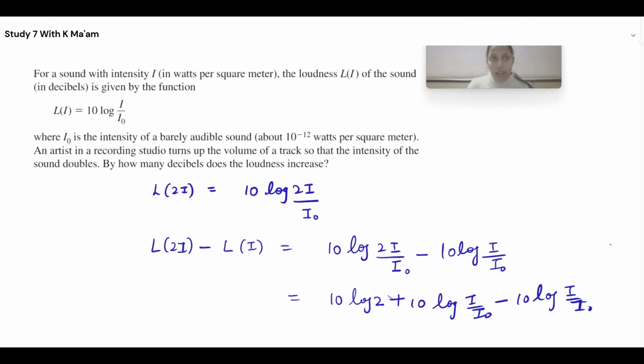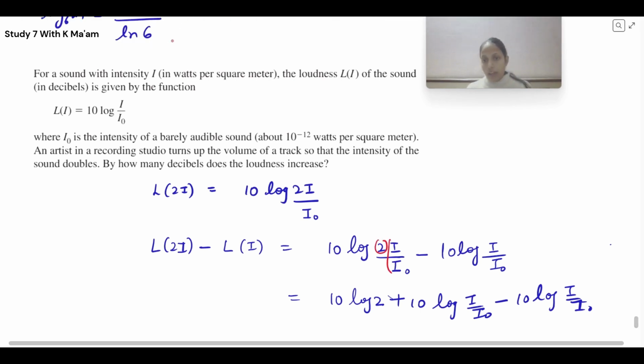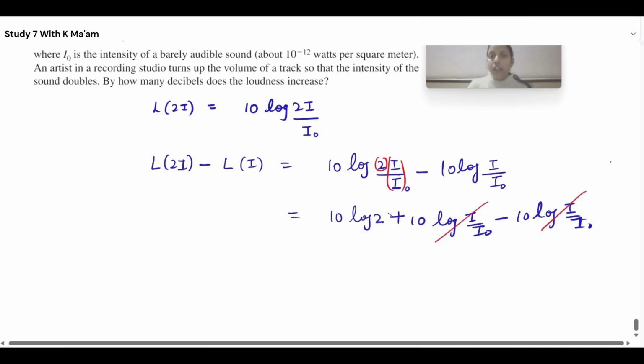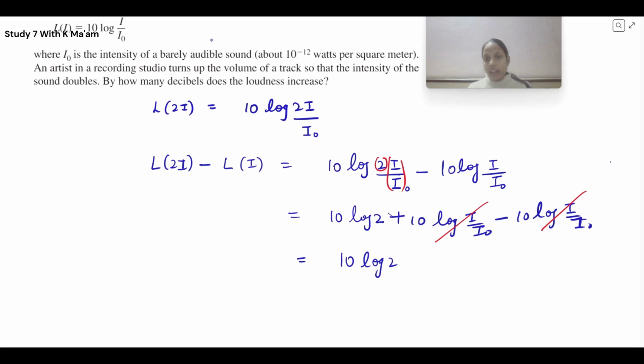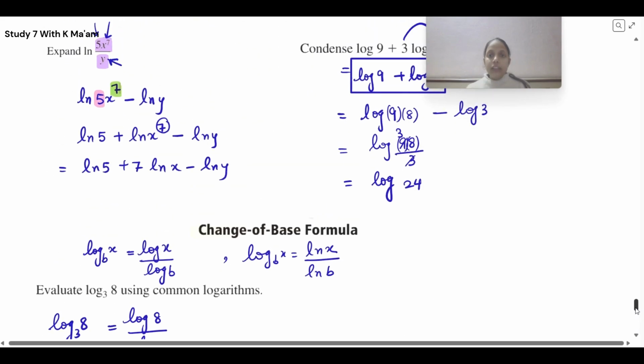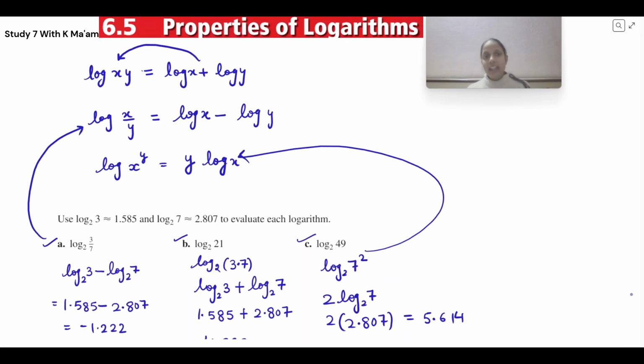See, I used the product property here: 2 is the first term and this is the second term, and the product property is log of the first term plus log of the second term. If you see, this gets cancelled, so what are you left with? You are left with 10 log 2. So the answer: we have to increase the loudness by 10 log 2 decibels so the intensity doubles. So we are done with 6.5. I hope you understand. Thanks for watching.